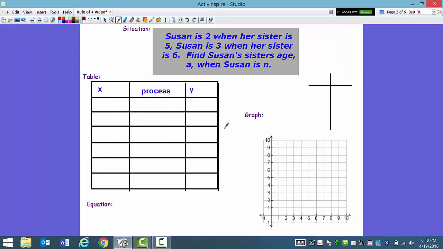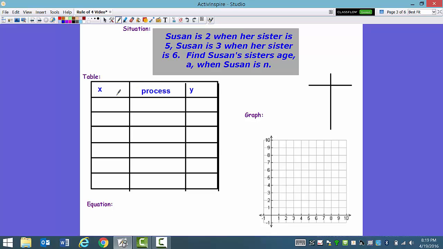Okay, let's look at our next example. Susan is 2 when her sister is 5. Susan is 3 when her sister is 6. Find Susan's sister's age, A, when Susan is N. Okay, so in our table, we're not really given a process. Instead, we're given X and Y values.